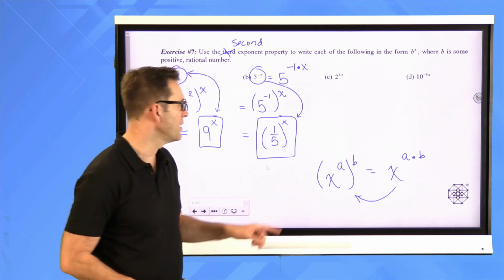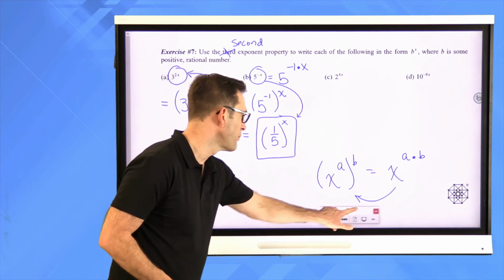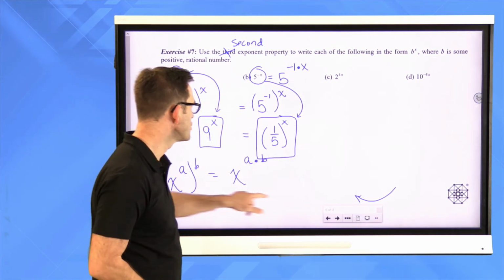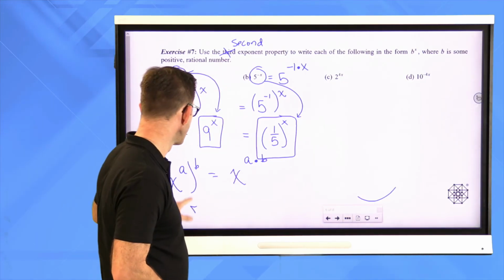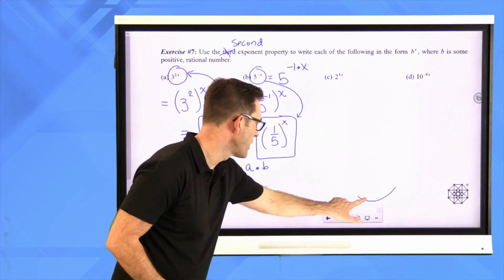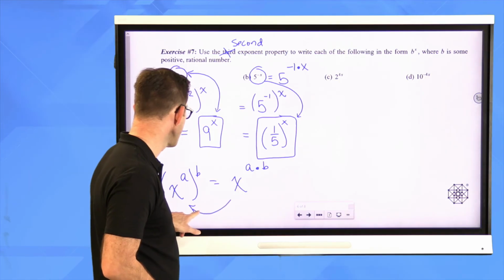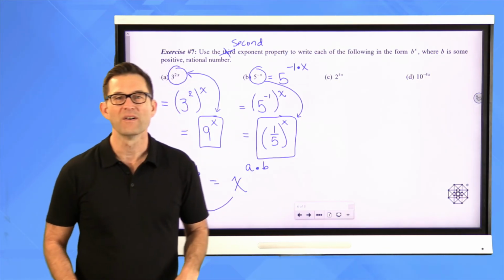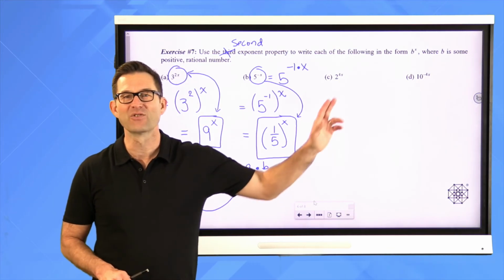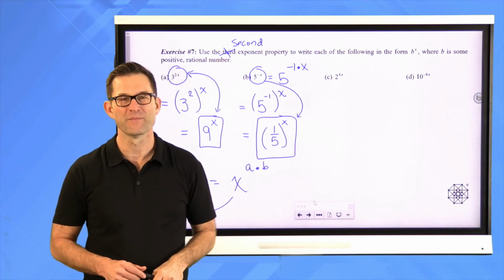I don't think I have to keep beating that one to death, but my point is that is not a situation that comes up just randomly. It actually comes up quite a bit. I love the fact that those two weren't attached to each other. Okay, so why don't you pause the video now and try to do letter C and letter D.